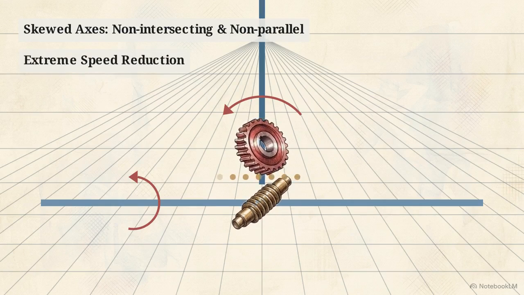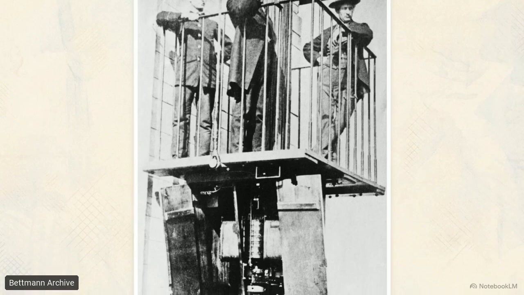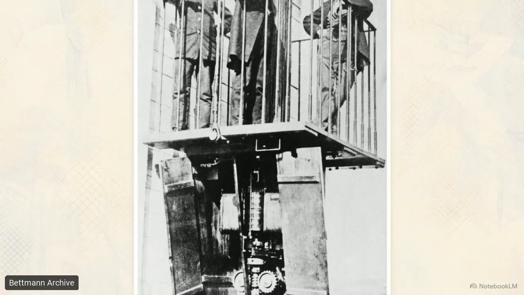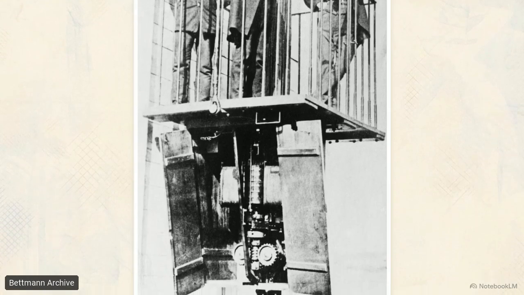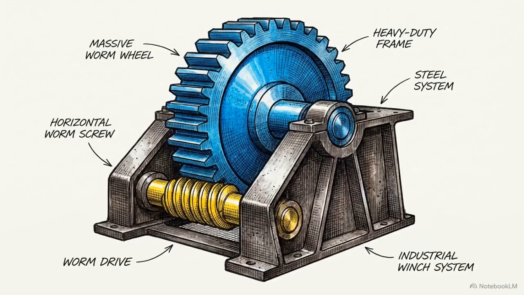Rotating multiple times to advance the wheel a single tooth creates an extreme speed reduction ratio, impossible to achieve with standard parallel gears. This severe speed reduction and high torque made it the essential mechanism for heavy lifting operations, powering long conveyors and early elevator systems. The most severely misaligned spatial arrangement yields the highest mechanical braking and reduction capabilities. Engineers do not just solve spatial constraints, they exploit them as mechanical advantages.